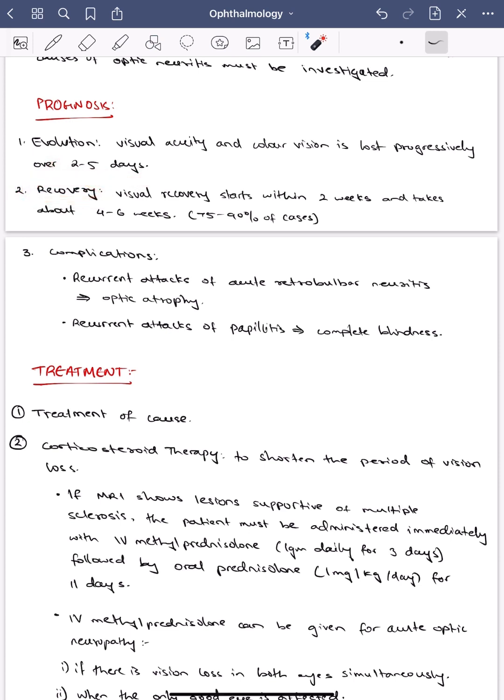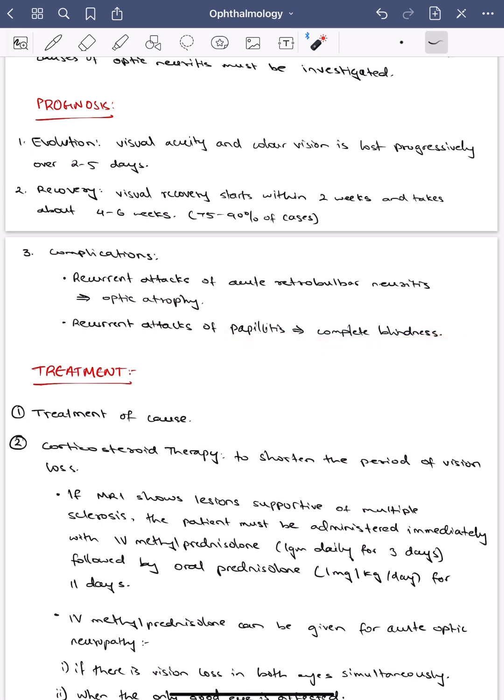Now here visual recovery starts within 2 weeks and takes about 4 to 6 weeks, and this is the most likely outcome in 70 to 90% of the cases. So we discussed evolution and recovery, and remember, recovery starts within 2 weeks and takes about 4 to 6 weeks. Next is the complications. Now if there are recurrent attacks of acute retrobulbar neuritis, it can lead to optic atrophy, and if there are recurrent attacks of papillitis, it can lead to complete blindness.